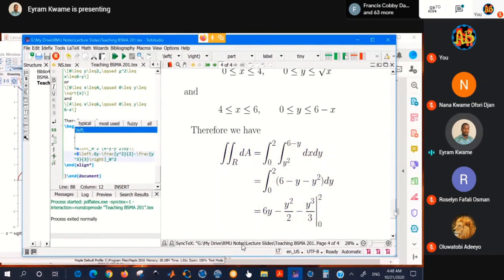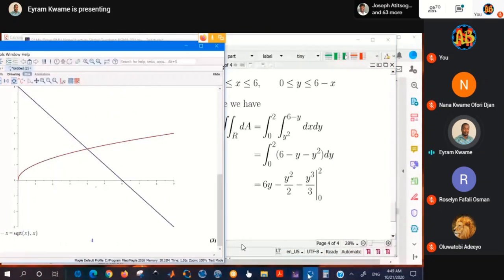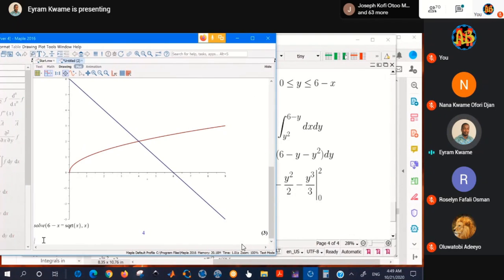Good. So I have something that looks like this. This is perfect. 6y minus y squared over 2 minus this, and then I have this. So I can evaluate this with respect to 2, and then I get an answer. To do that, I'm basically just going to evaluate this in Maple somewhere and put my answer down.